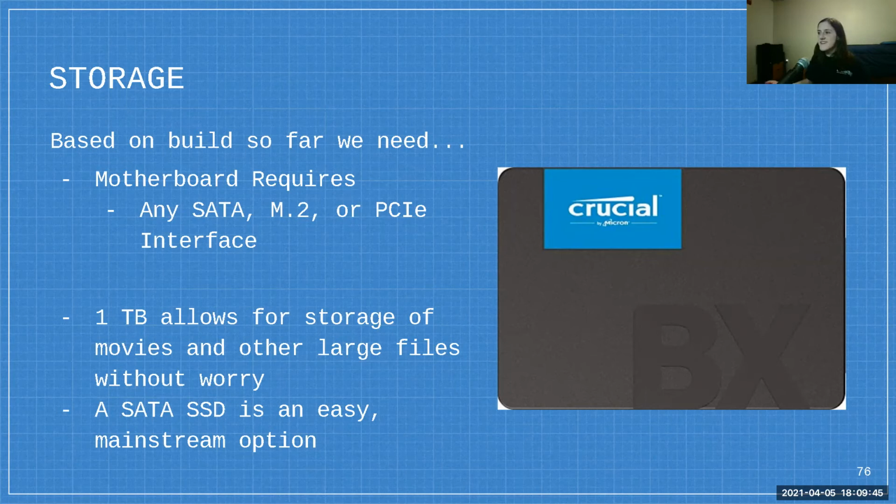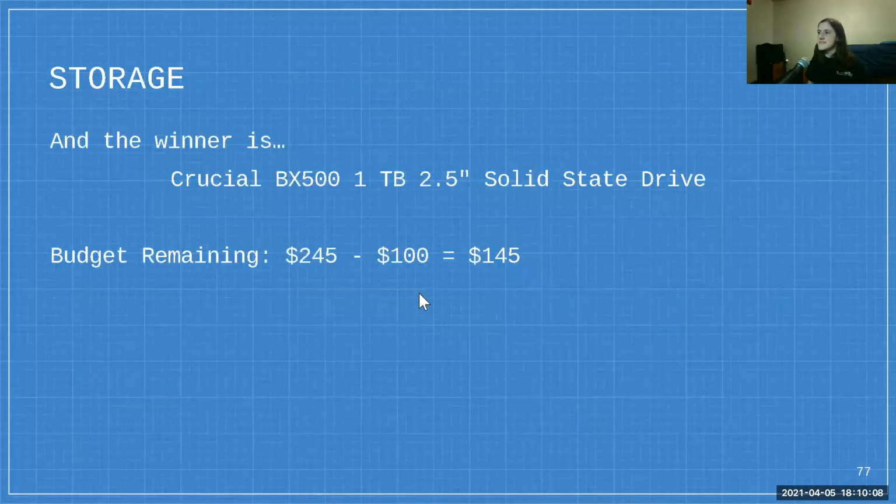And so I just went ahead and picked 1 terabyte of storage because I'm a movie person. So I like to save big files and stuff like that. And with 1 terabyte, you're not going to have to worry about those larger files. And so a SATA interface SSD is an easy and also mainstream option. So that's what I went with. And it cost us about $100. So sorry, I just took $100 of your money.